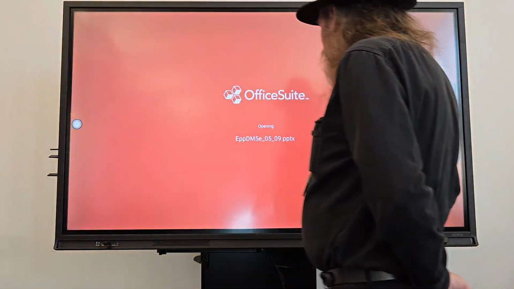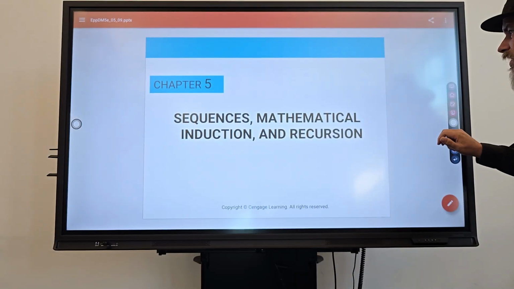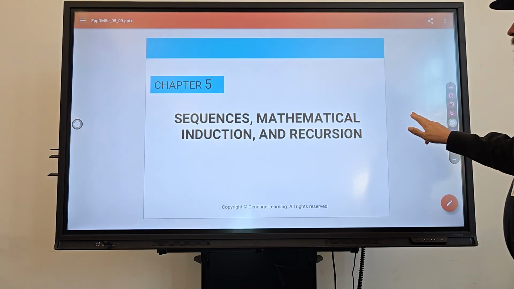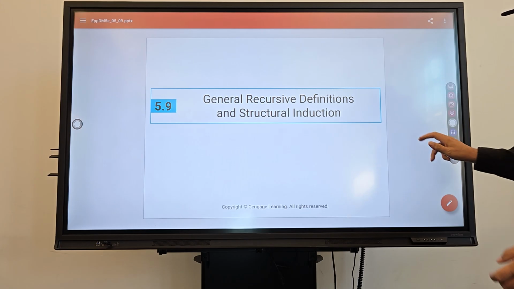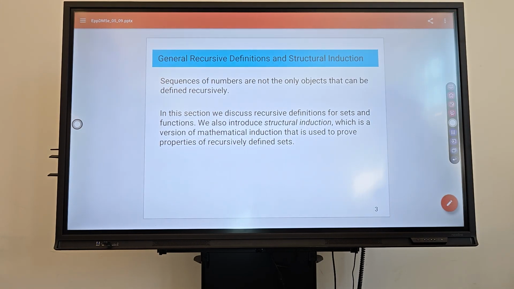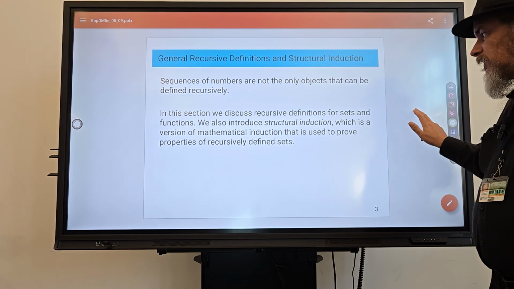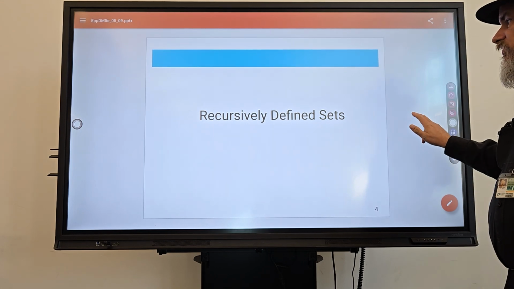Wrap up chapter 5 with section 9, general recursive definitions and structural induction. So sequences of numbers are not the only objects that can be defined recursively. In this section, we discuss recursive definitions for sets and functions. We also introduce structural induction, which is a version of mathematical induction that is used to prove the properties of recursively defined sets.